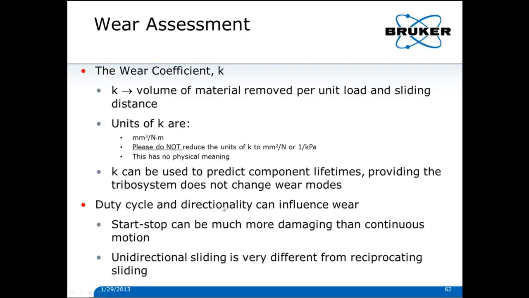So duty cycle and directionality can also influence wear. Start-stop can be much more damaging than continuous motion, so we might want to run a start-stop or a reversing test because unidirectional sliding is very different from reciprocating sliding. So these are things we need to consider in our wear experiments.